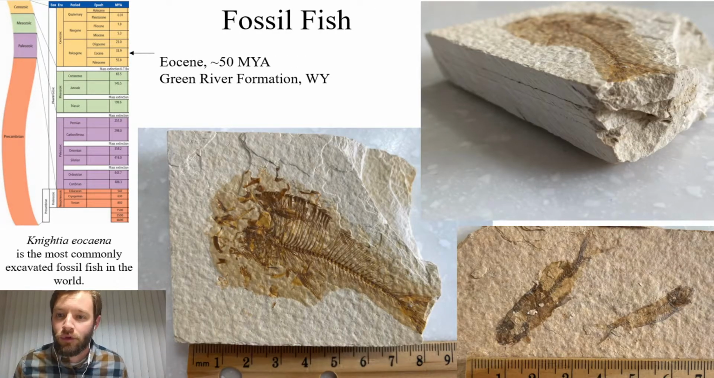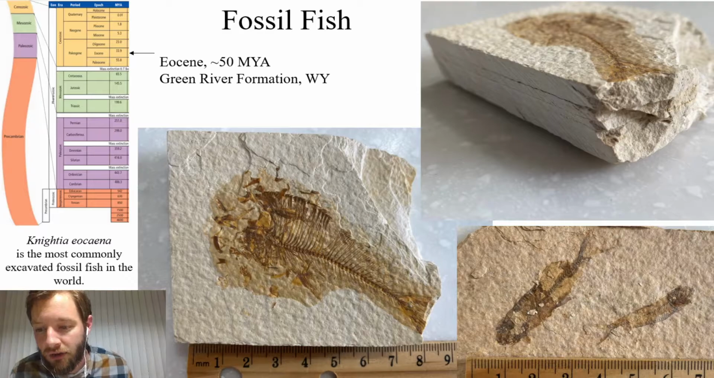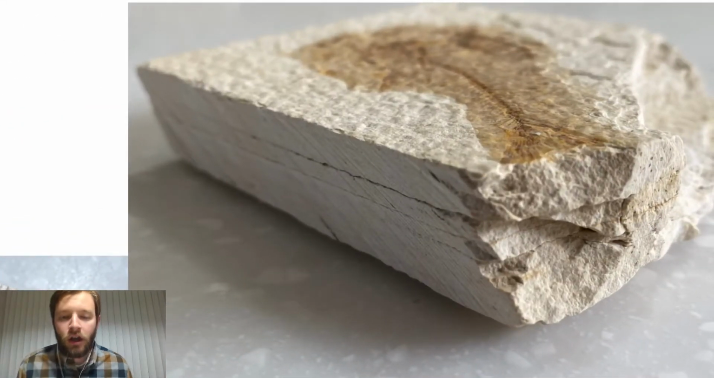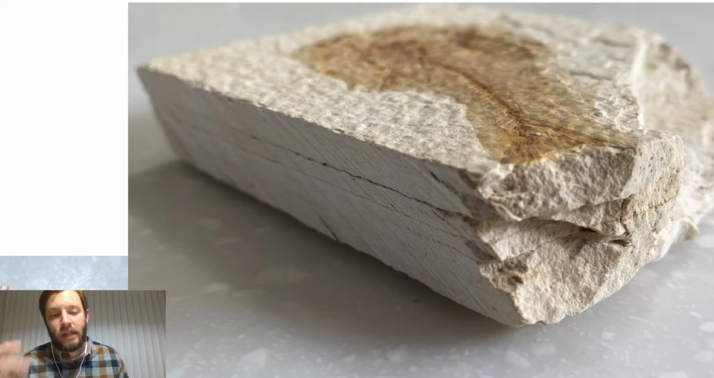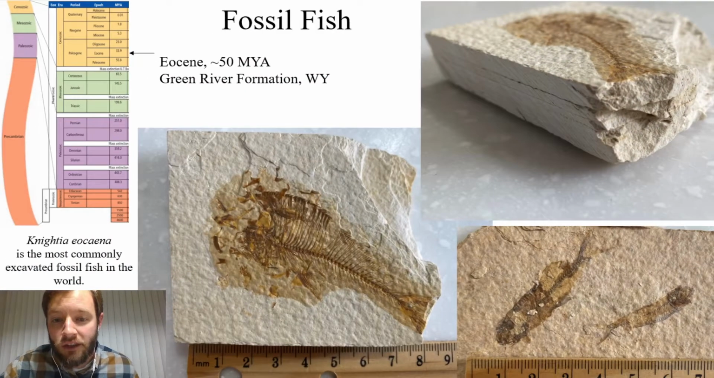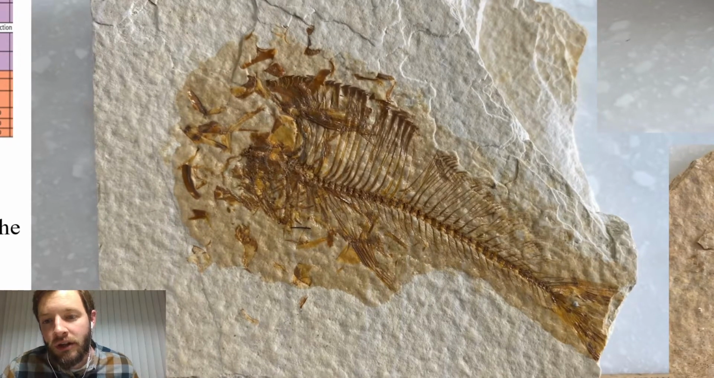This is an example of fossilized fish. These are from the Green River Formation in Wyoming, same period, Eocene, about 50 million years ago. At the top right, I show you the side profile of the fossil, and you can see those layers, and it's kind of cracked. To find these fossils, you just remove layer after layer until you find the fossils, and then you coat it with this glue-like stuff so that the fossil doesn't flake away.